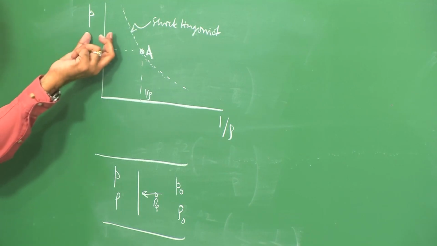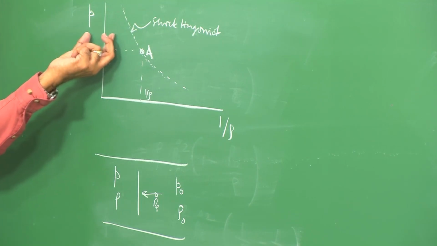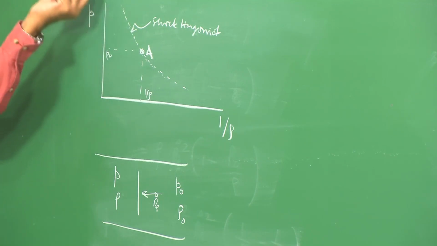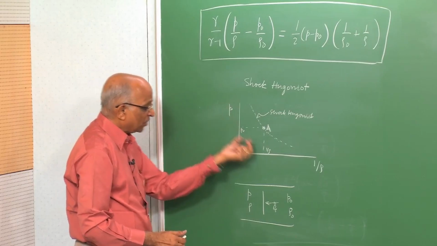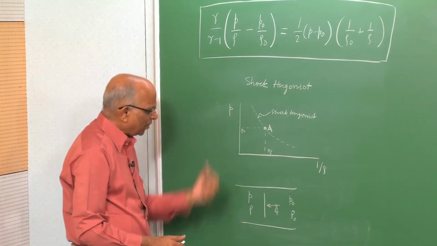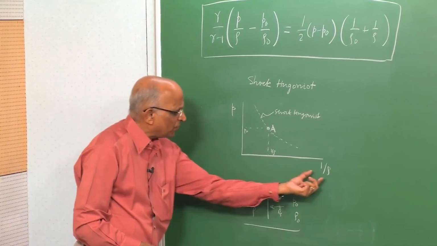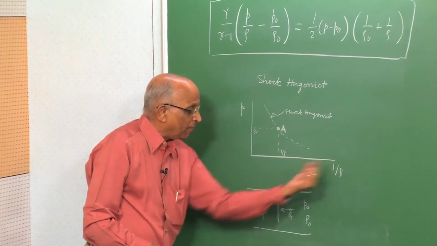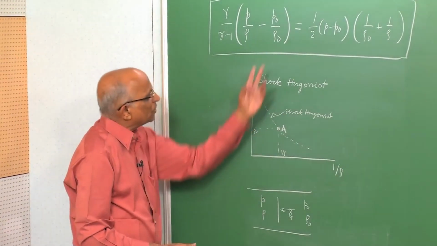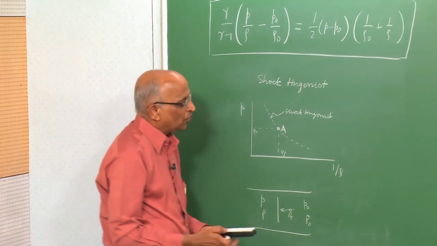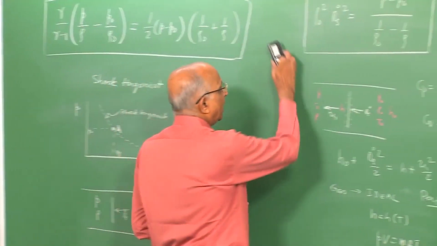We want specifically the relation between the value of, let us say, P as a function of rho. Therefore, let us try to plot P by P 0 as a function of 1 by rho divided by rho 0, and let us therefore simplify this shock Hugoniot equation further, and let us do it.